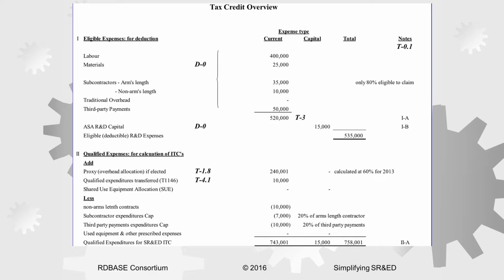So here's a quick overview on our assumptions of those costs. How the credits would break down. So if we had theoretical current and capital expenditures of so much, you'd calculate your total cost. You then calculate your proxy overhead, any amounts transferred, and then you'd take out certain things. Non-arm's length contracts if you had them, the 20% reduction of arm's length subcontractors 2012, okay? And third-party payments to get your net expenditures.